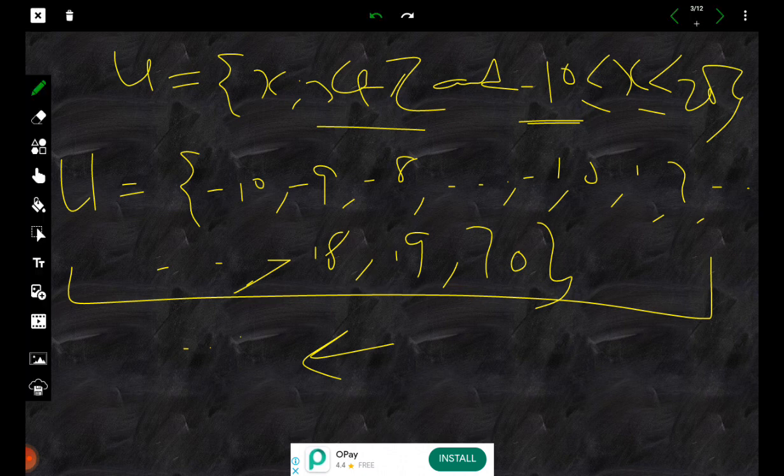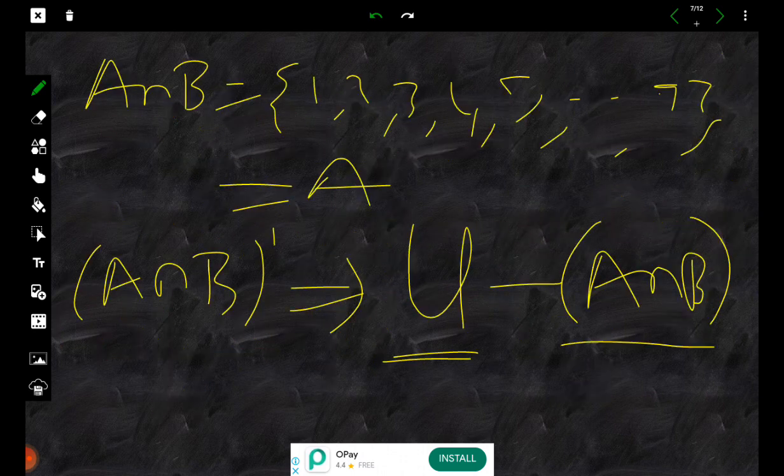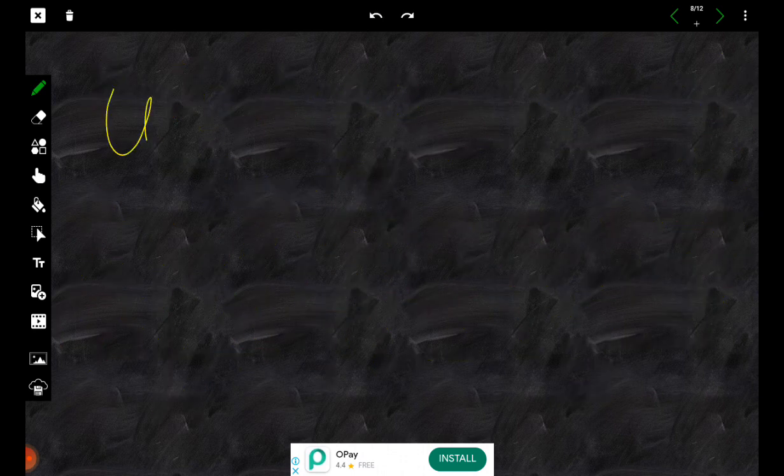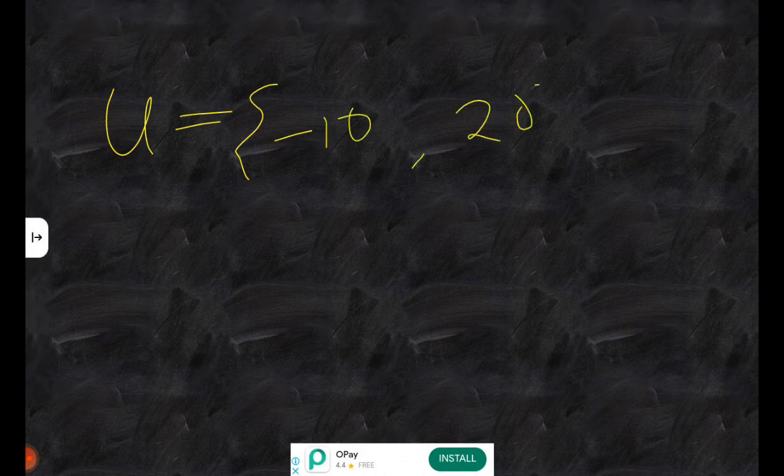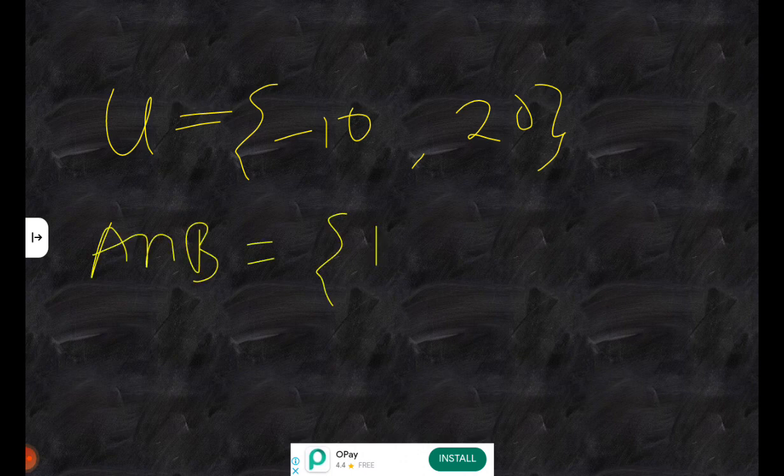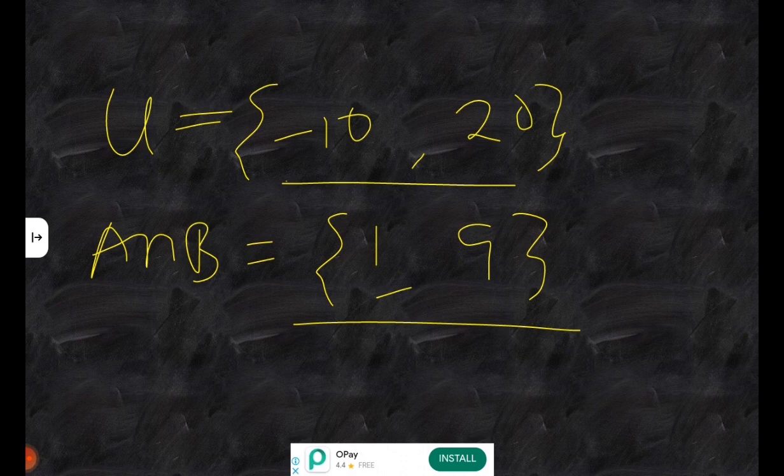So let's look at something. The elements in U run from -10 to positive 20, and we want to remove A intersection B, which is from 1 to 9, from this U. What do you think will happen? It's just like saying, if I come in between this, remove 1, 2, 3, 4, 5, 6, 7, 8, 9. So what numbers do you think will remain?